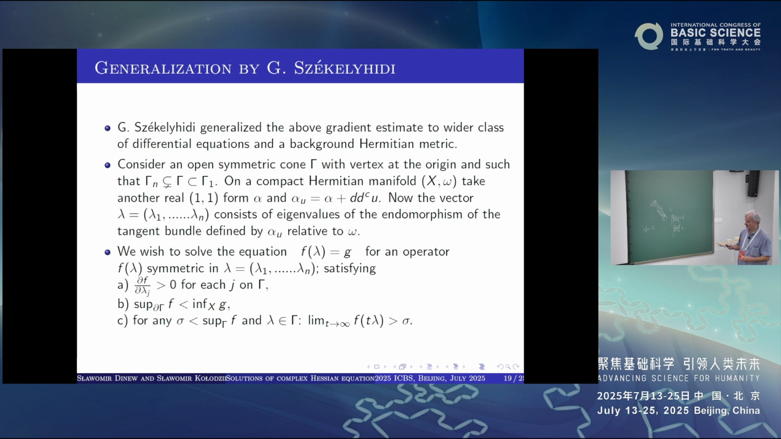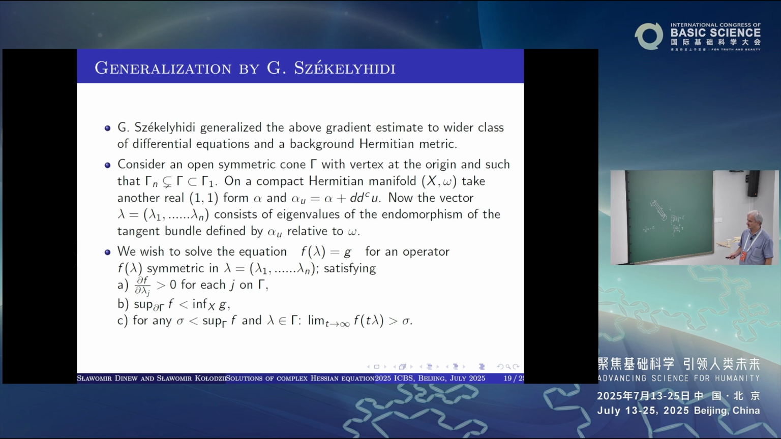And also, the differential operator is much more general. So we assume that f, this differential operator, is symmetric in lambda. So if we permute the lambda_j's, then we get the same thing. It should be increasing in each lambda_j. Here, on the boundary of the cone, we require that the operator f on the boundary is smaller than the infimum of g. g is the right-hand side of the equation on X.